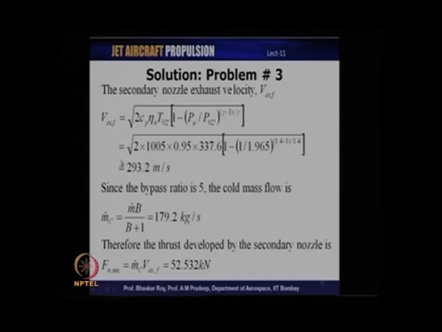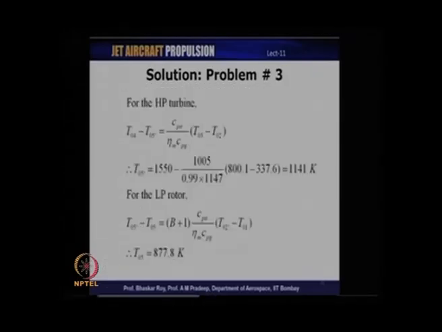So, we get the exhaust velocity at the fan on the secondary nozzle is 293.2 meters per second. Now, it is given that the bypass ratio is 5. Therefore, the cold mass flow m dot c is equal to total mass flow into bypass ratio divided by bypass ratio plus 1, which we get as 179.2 kgs per second. Therefore, the thrust developed by the secondary nozzle is mass flow rate into exhaust velocity, that is 52.532 kilonewtons.